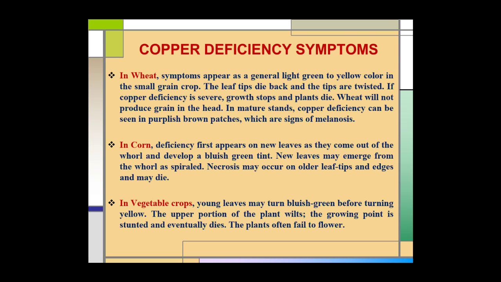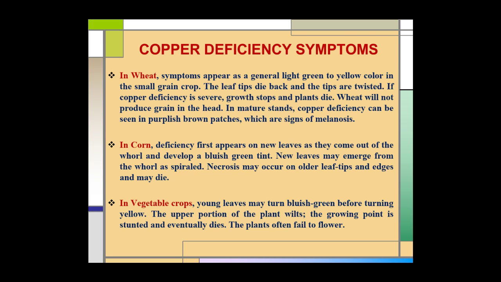In wheat, the symptoms appear as a general light green to yellow color in the small grain crop. The leaf tips die back and the tips are twisted. If copper deficiency is severe, growth stops and plants die. Wheat will not produce grains in the head. In mature stands, copper deficiency can be seen in purplish brown patches, which are the sign of melanosis.